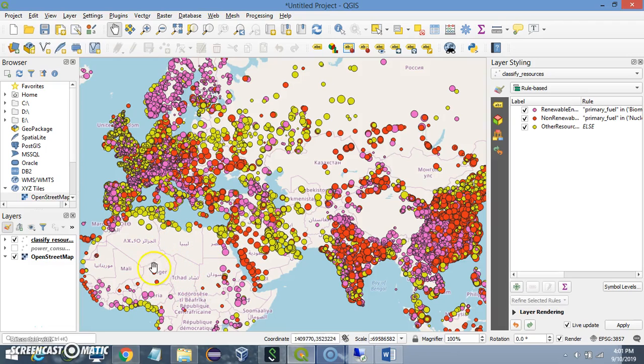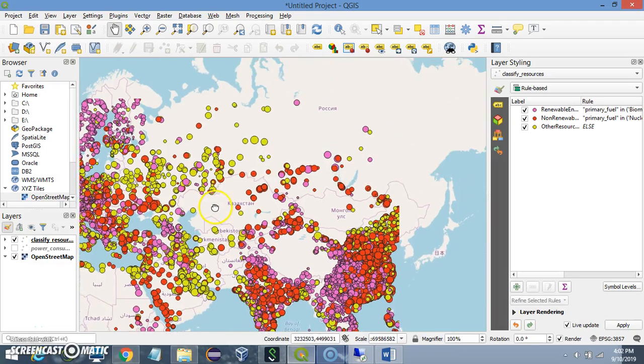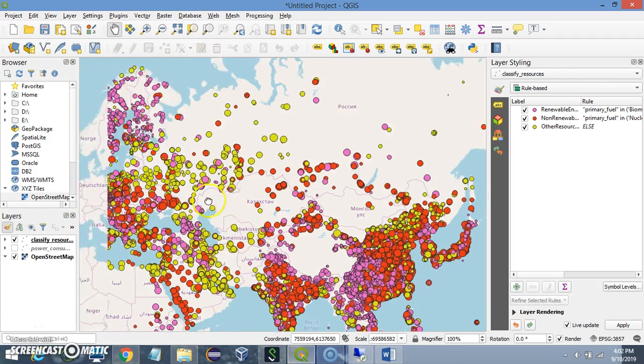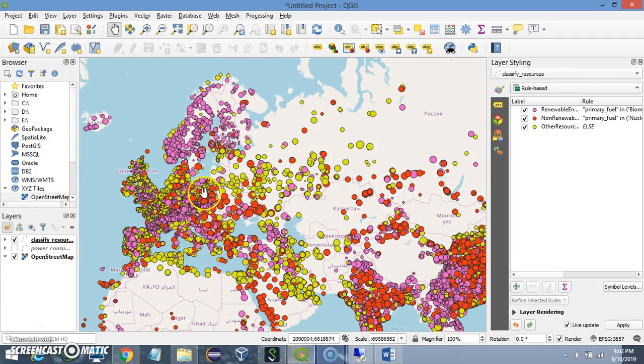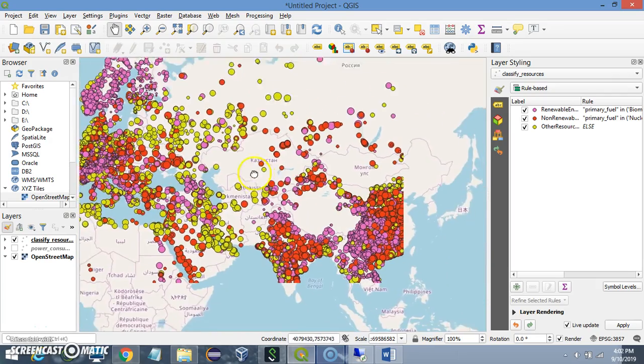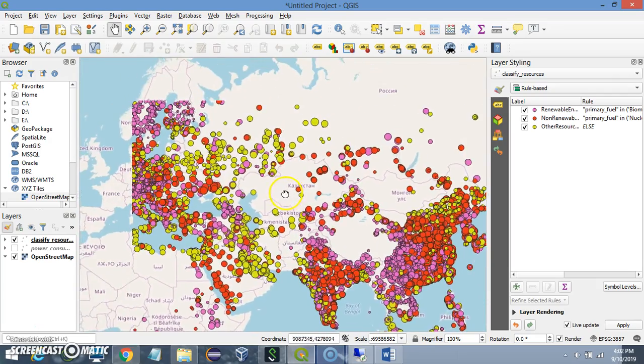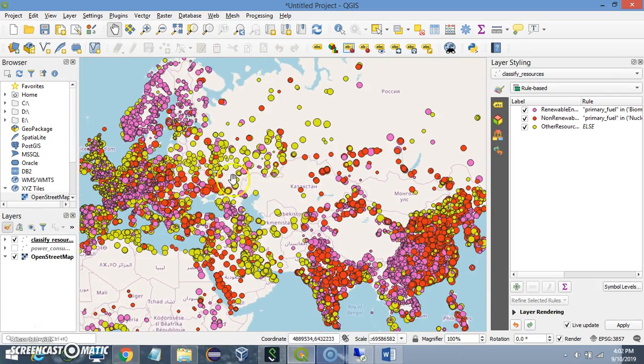Hello again. So in the last video, we were trying to analyze the patterns that we are able to observe from these data points after classifying the data points given to us as renewable and non-renewable energy resources, and also categorizing the same data points based on their energy capacity.